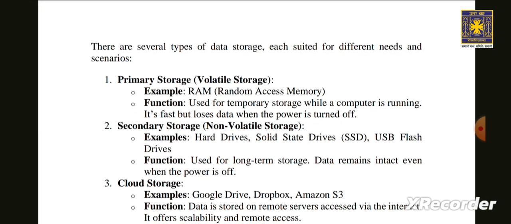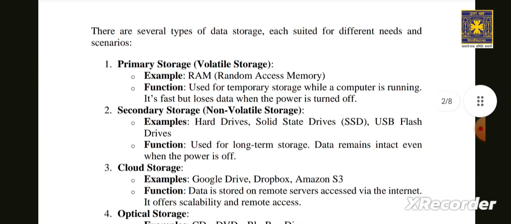Another type of data storage is secondary storage, which is non-volatile. This means the data stays intact even when the power is off. Examples include hard drive, solid state drive, that is SSD, and USB flash drives. These are used for long-term storage, like keeping your important documents and files safe and accessible whenever you need them.